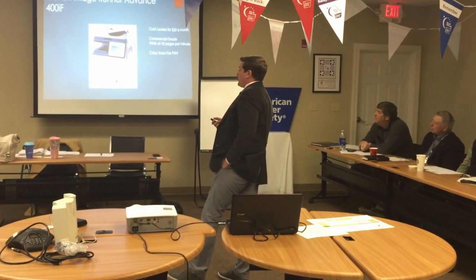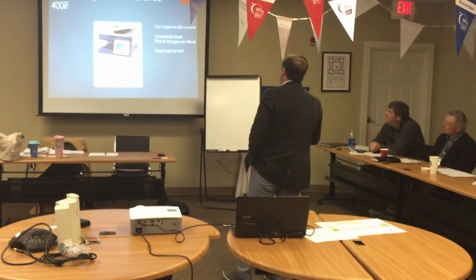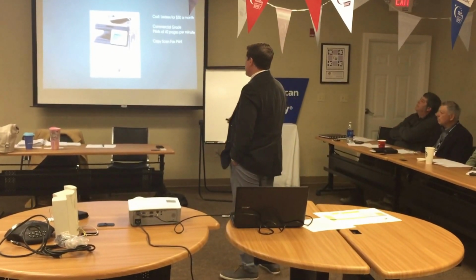This is a commercial grade printer. This is a Canon Image Runner Advanced 400 IF. Costs $50 a month on a 60-month lease. Prints pages at 42 pages per minute. Copy, scan, fax, and print.